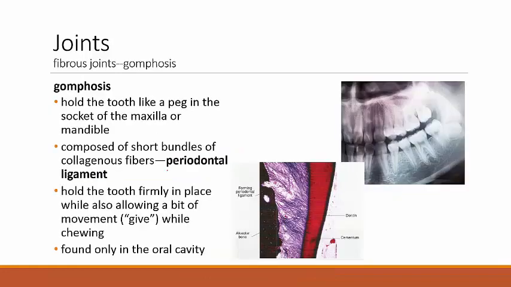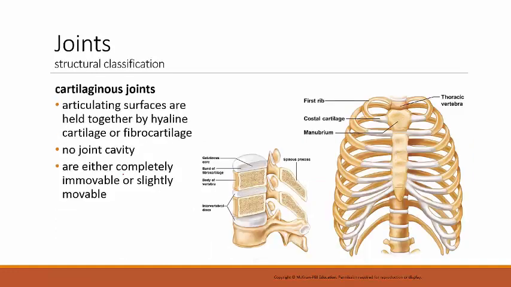So a gomphosis, last of all, holds the peg of the tooth into the socket in the maxilla or in the mandible. Here we're looking at a microscopic view of it, a slice through the tooth and the bone. And here you can see the fibers of that gomphosis, where the fibers extend into the bone, and the fibers also extend into the tooth itself. And those fibers form what is known as the periodontal ligament. So it holds the tooth in place while also allowing a bit of movement or give as a person is chewing. And the only place, of course, that you see a gomphosis is in the oral cavity. So sutures are only found in the skull bones, gomphoses only found in the mouth.